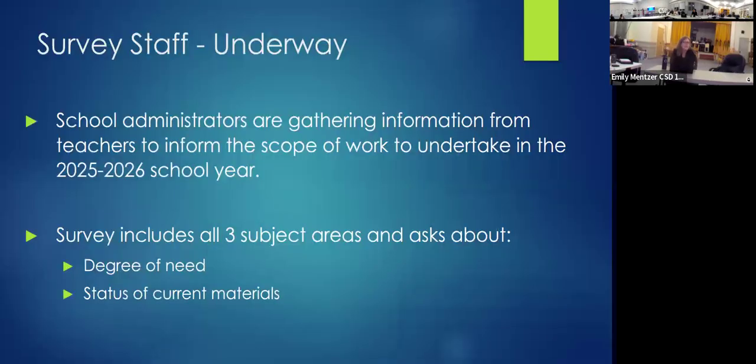So what's happening right now is our school administrators are gathering information from teachers. We've got a survey that administrators are communicating with us around the degree of need in those areas and the status of the current materials. Is what we have up to date or out of date? Social sciences in particular, we know is likely to be out of date because the state adopted brand new social sciences standards in summer 2024.